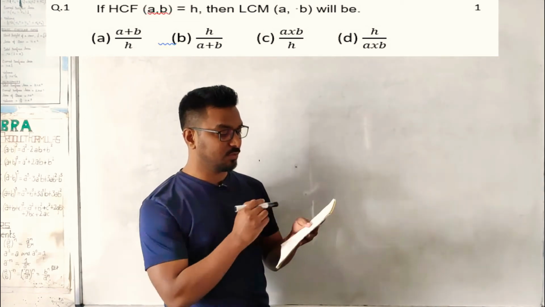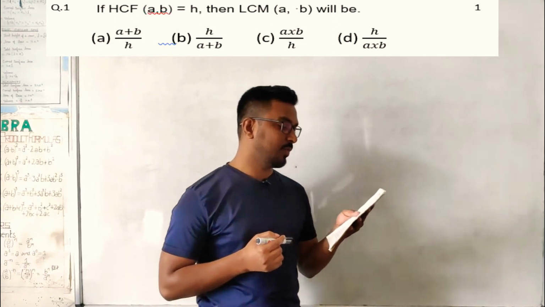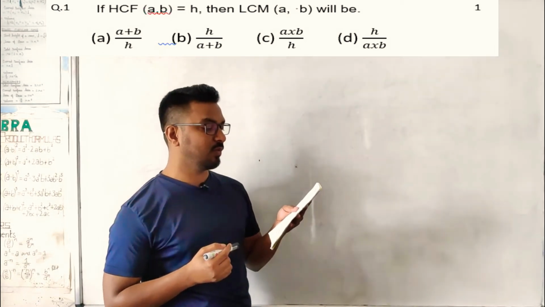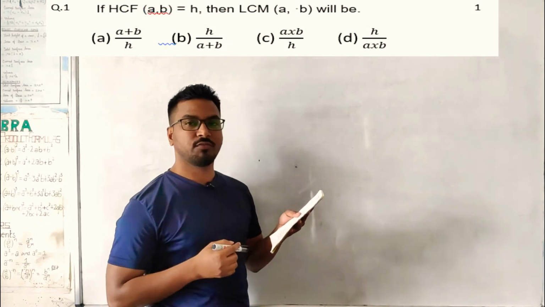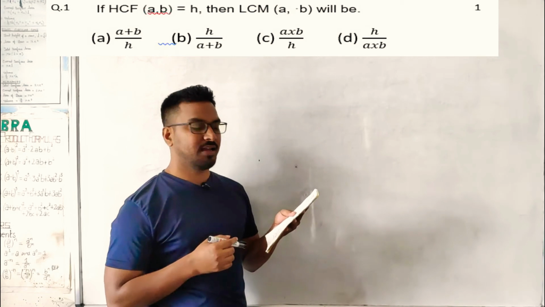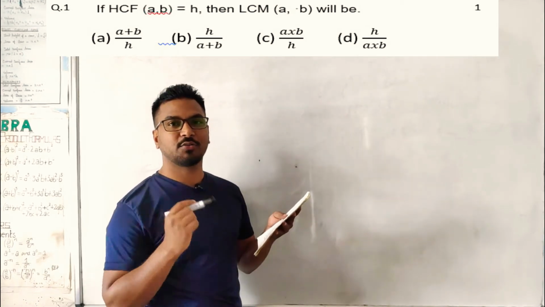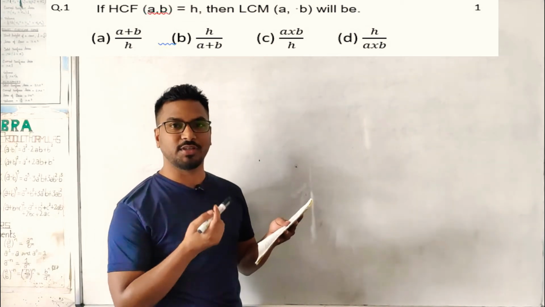Here you see the first option is (A plus B) by H, second is H by (A plus B), third option is (A into B) by H, and fourth option is H by (A into B). The right answer will be option C. How we got that answer, I'll show it here.